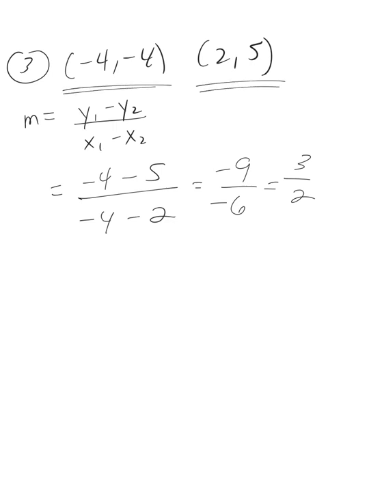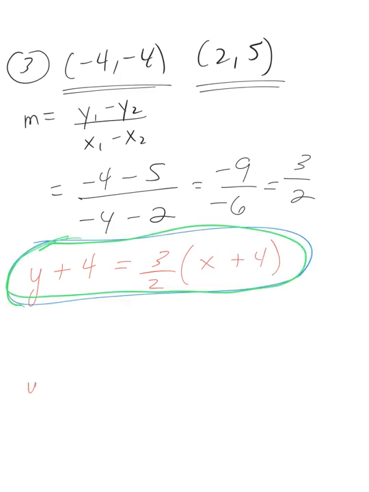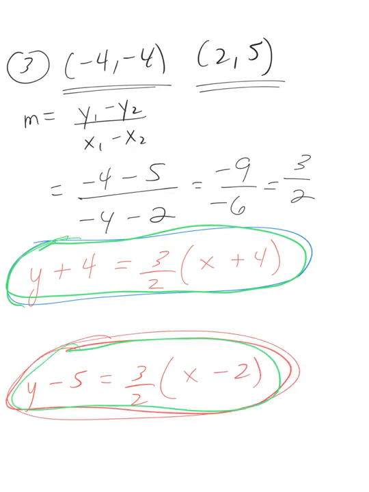So now when you go to put it inside the equation, you can use either that ordered pair or you can use this ordered pair. If you use the first one, you can do y plus 4 and then x plus 4, so it's like the same. Right. If you use the other one, it's going to look like this. Not plus, it's going to be minus. Both of these are going to give you the same exact slope-intercept.